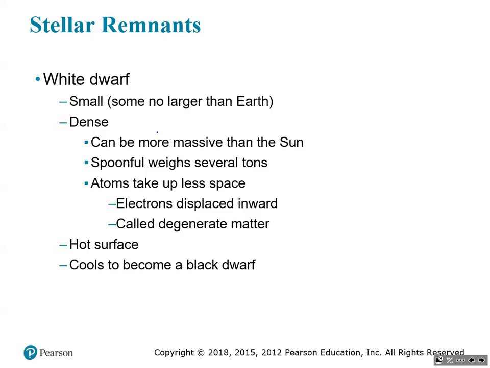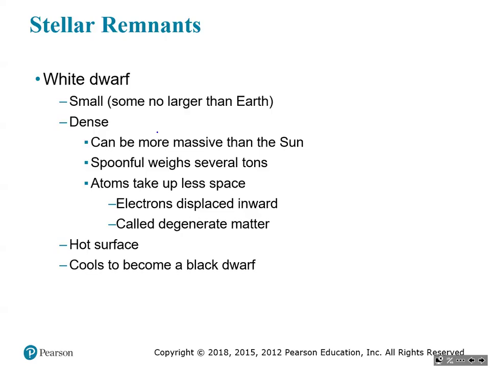The atoms take up less space, and basically the only thing that's keeping them from collapsing any more is the Pauli exclusion principle, which says basically electrons can't all be doing the same thing. So you have to fill up the energy levels. So electrons get displaced inwards, and this is called degenerate matter. And they have a hot surface that will slowly cool to become a black dwarf eventually.